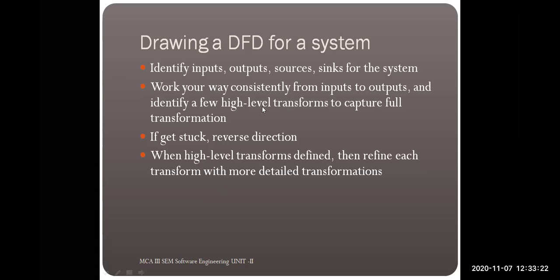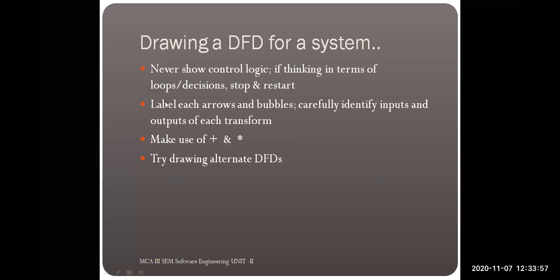Next, a high-level transformation. After identifying the inputs, outputs, and sources of the system, try to define the processes. Name some processes, that is, identify the processes which will take care of all these inputs and outputs. Next, if there is a blocking of resources, then what happens? Go to the start and draw the diagram again. So this is about drawing DFD diagrams.